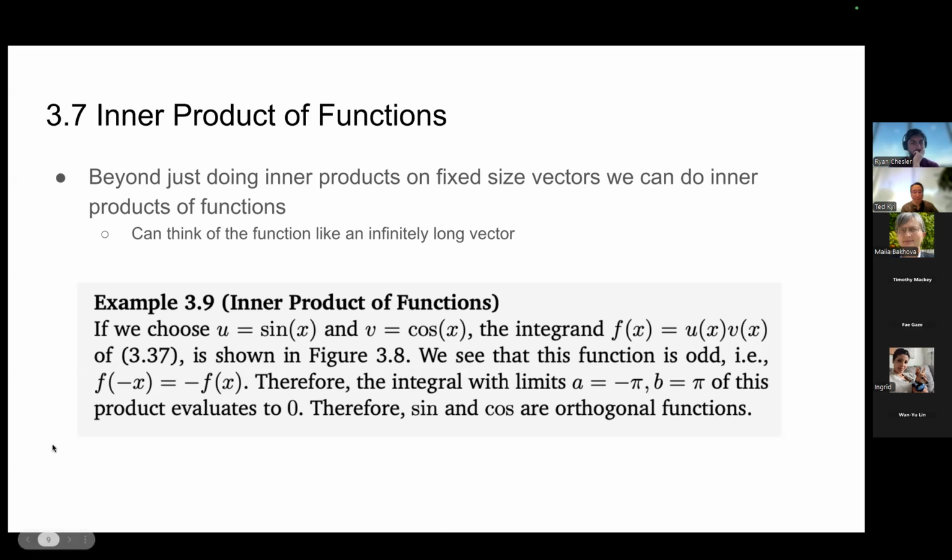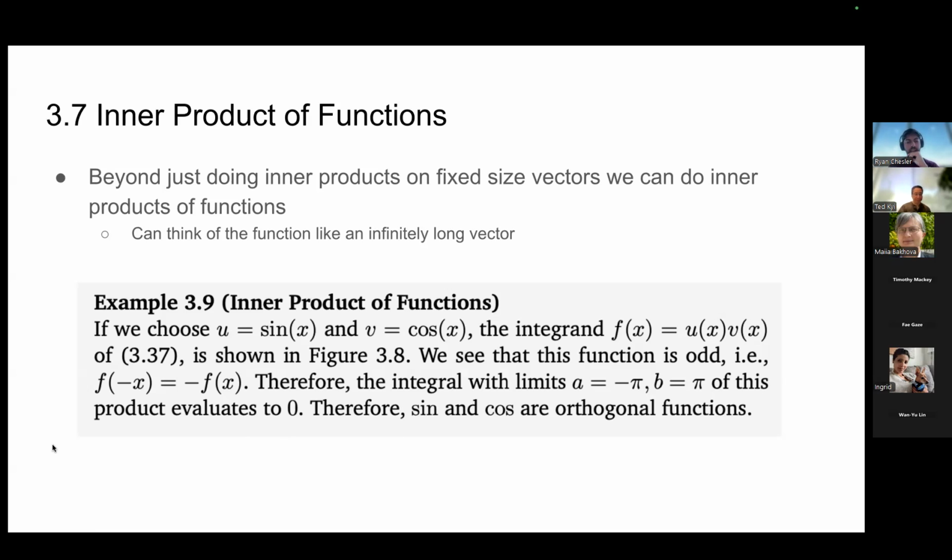So in the next section, we're talking about inner product of functions. This is kind of going beyond just fixed size vectors. So imagine we have our vector of length 3, and we can scale that up and do it for an entire function. You can think of this as an infinitely long vector. You plug in a bunch of values and you get a bunch of values out, and you can kind of do an inner product of the whole function and all possible inputs and outputs.